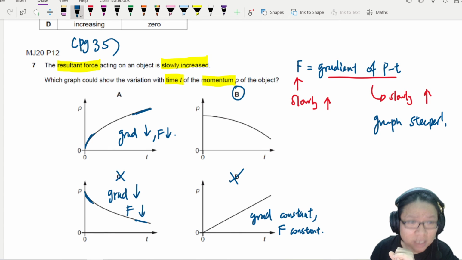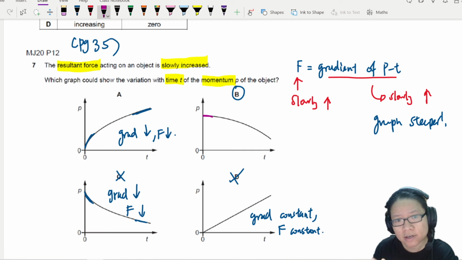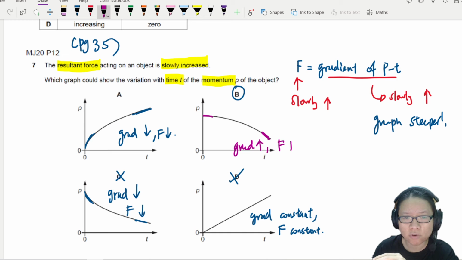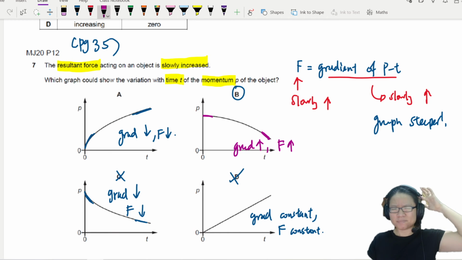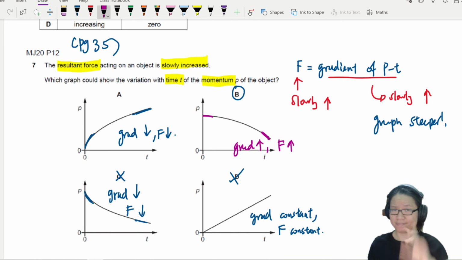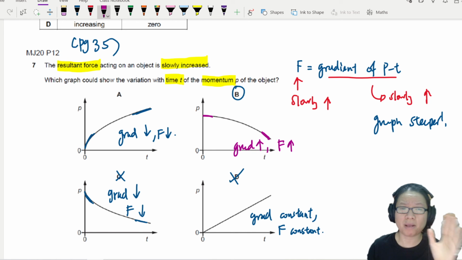So the answer is B, because if you check out this part here looks very flat, whereas this part here looks steeper. So this one, gradient increase, force increase. But miss, why the force increase but the momentum decrease? Why the force increase but momentum decrease?